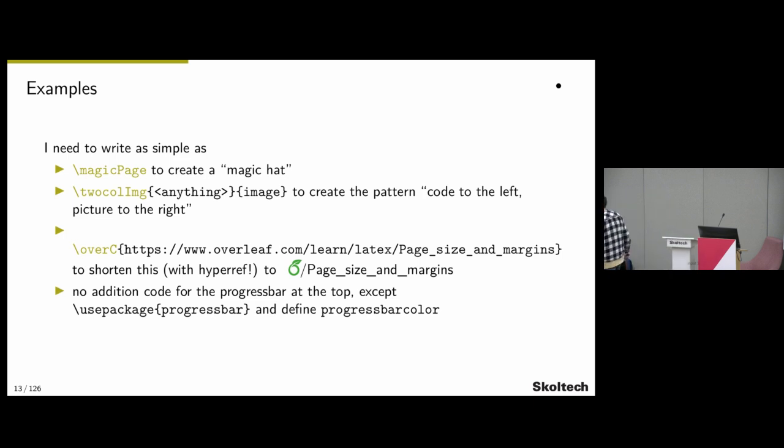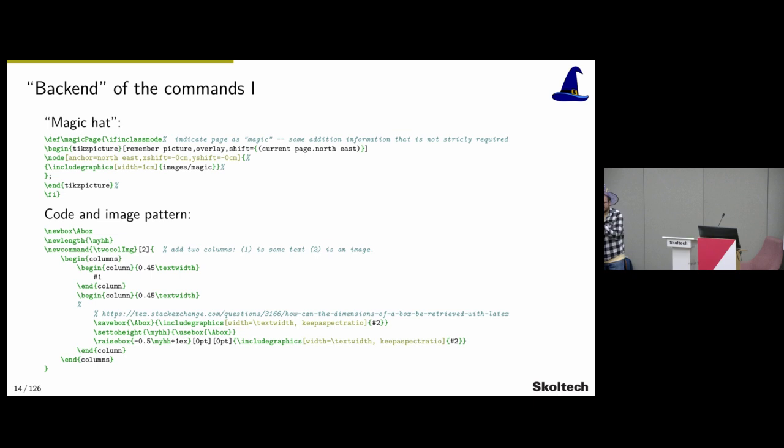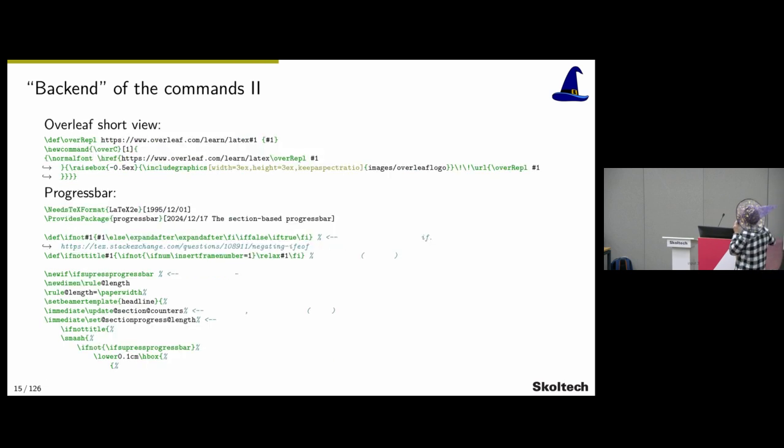I'll show you with my head. Okay, magic head. I already saved this code for you. It has quite a few lines, so it's pretty simple, but still it helped me. The code and image pattern have more lines, and there are some things that you don't know yet. For example, new box and new length. It's what we'll learn today.